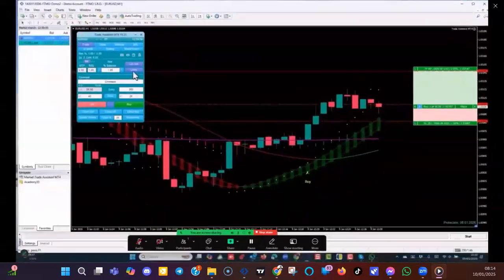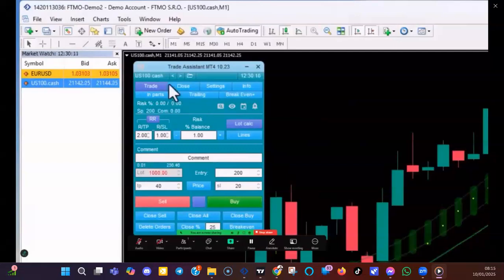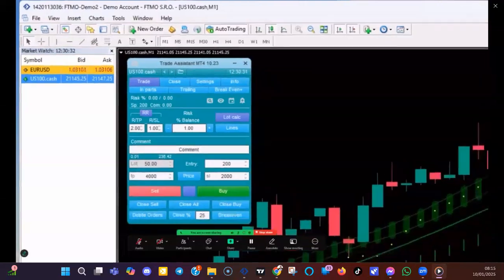But that's not what we're here for now. I'm going to click off the lines here, and what we're going to do is change our chart from Euro USD to US 100. I can do that by dragging it onto the screen here. You'll see it now switch over to US 100. And now you can see that stop loss says 20, and that's wrong for a commodity. So what we want to do here is type 2000. This is the equivalent of 2 pips on a commodity such as US 100.